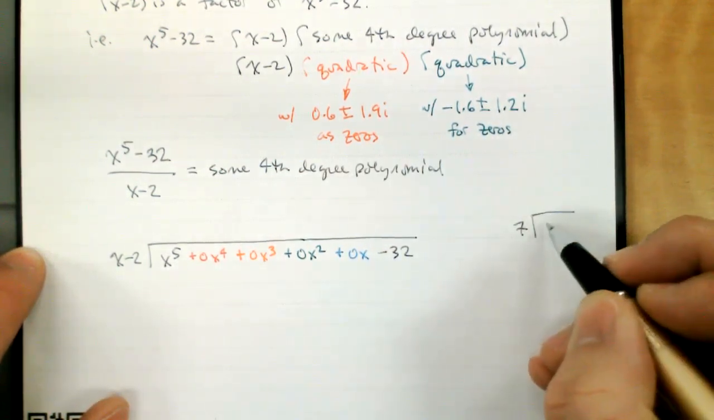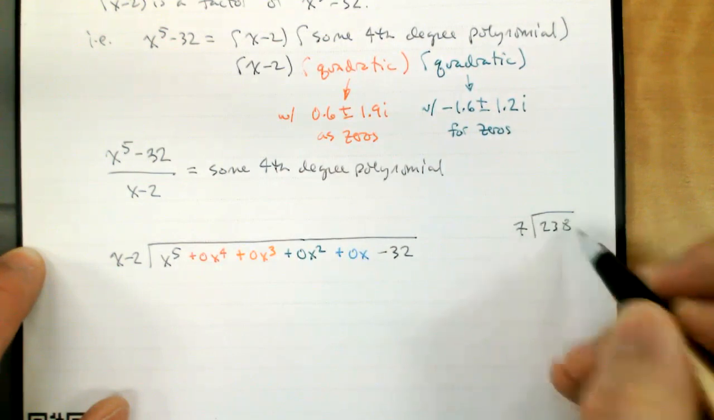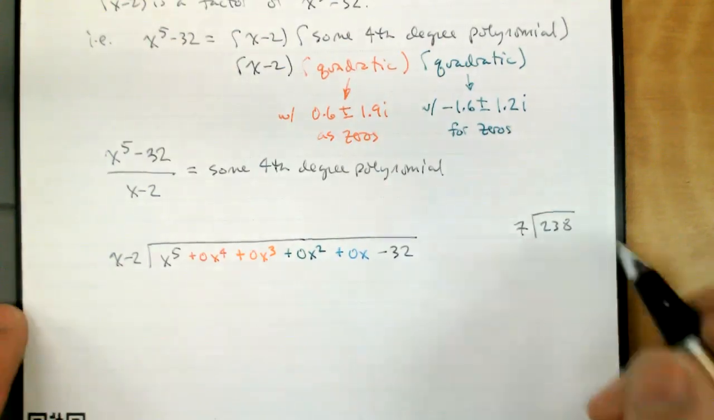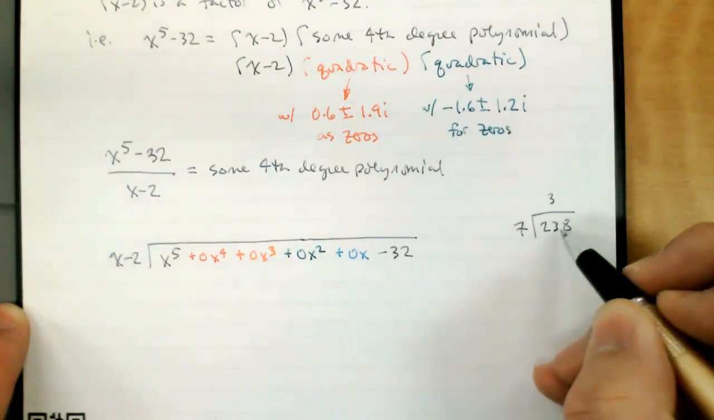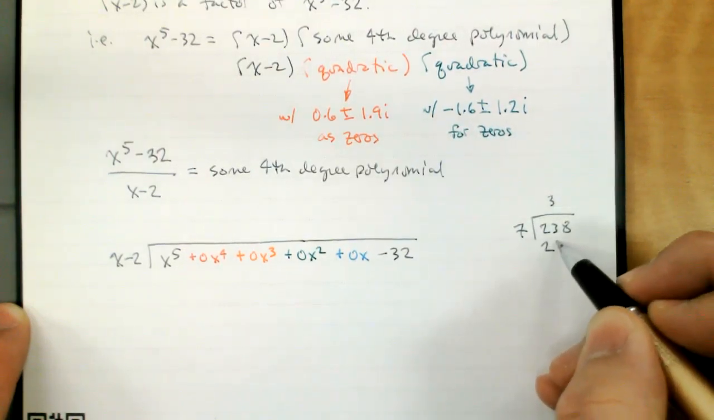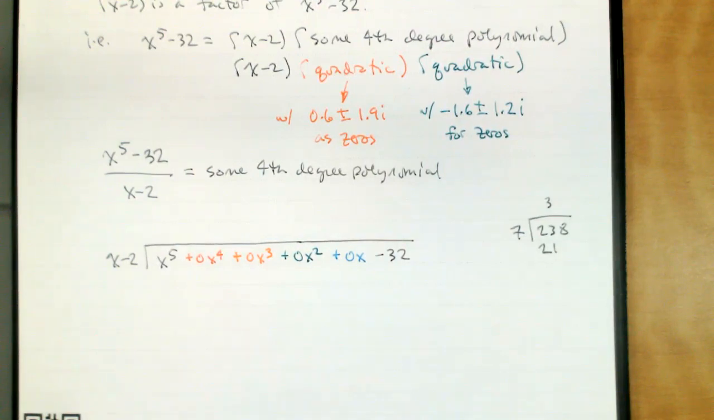7 into 238. We say, how many times can we subtract 7 from 2 without going negative? Yeah, we can't do that. How many times can we subtract 7 from 23 without going negative? That's 3 times. But we're not actually subtracting from 23. We do 3 times 7 is 21, but this 3 is in the 10 spot, so it's actually 30. We're subtracting 37s from 238, and that's 210.